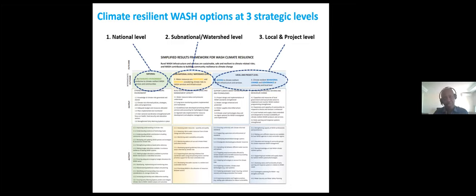And it essentially looks at three general categories of levels of action. The first is the national level. Secondly, the subnational level, the basin or watershed level. And the third is the more local and project level. Next slide.